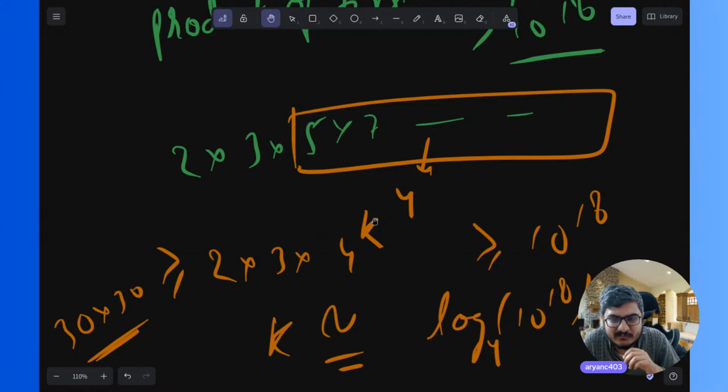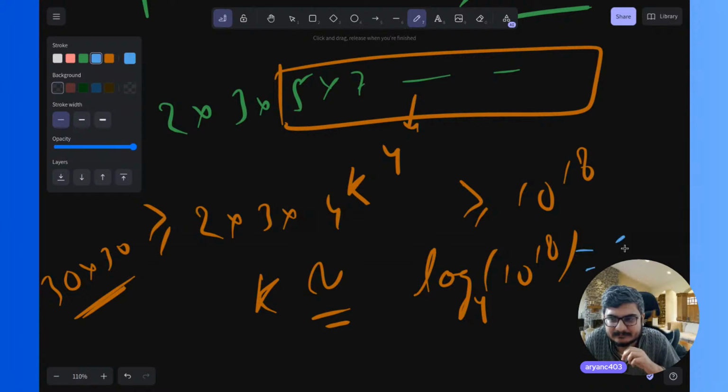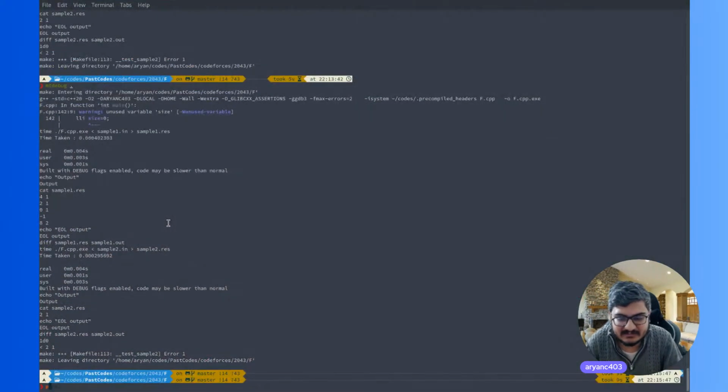So 2 into 3 into 4 to the power k is greater than or equal to 10 to the power 18. You can probably divide by 6 and take log on both sides. So you will get k around log base 4 of 10 to the power 18, which is around 30 here. This 30 is a very rough estimate. The actual number can be much smaller here. In fact, we can even check for that value as well.